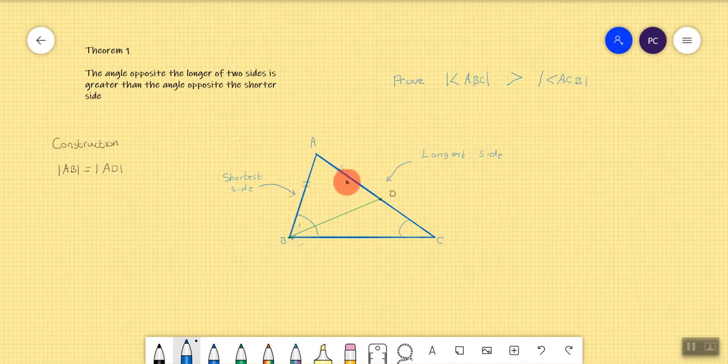And if this length is equal to this length, then this is an isosceles triangle. And in isosceles triangles, the base angles, which is going to be this one and this one here, will be equal to each other. So we'll call this angle 2, and angle 1 and angle 2 are equal to each other. So we can say that angle 1 is equal to angle 2.